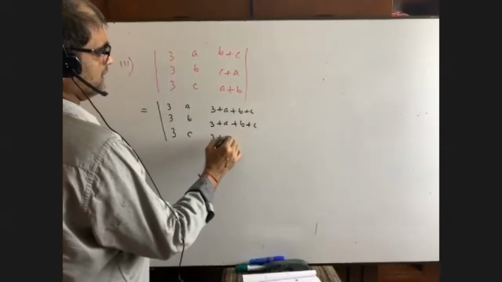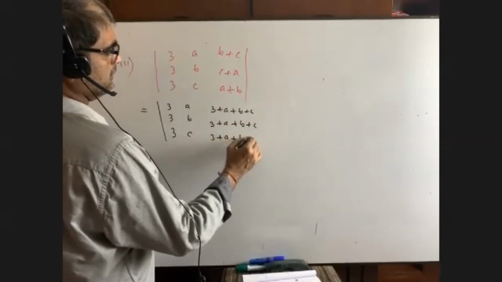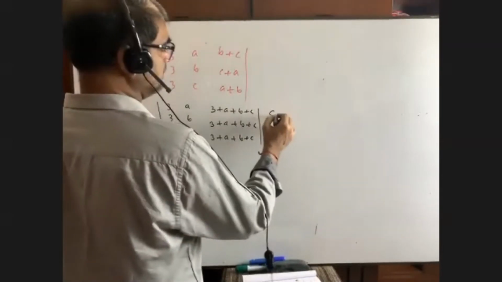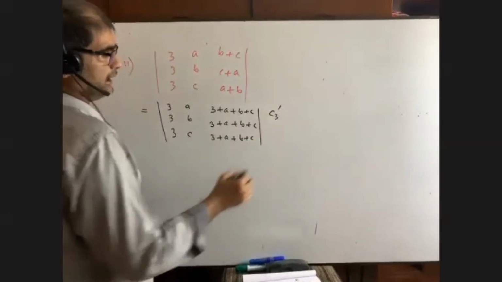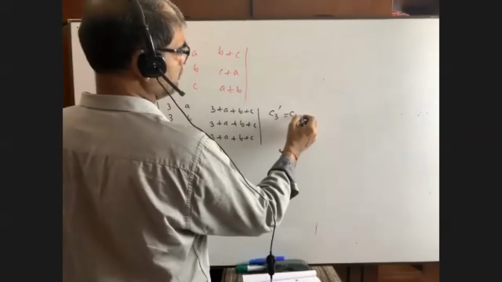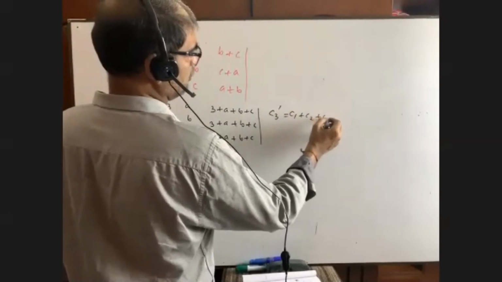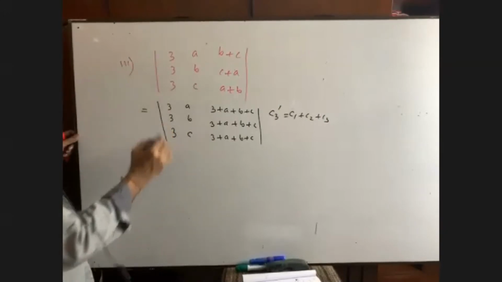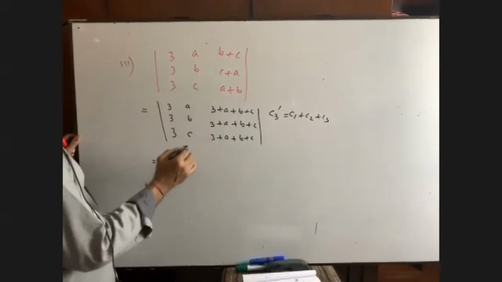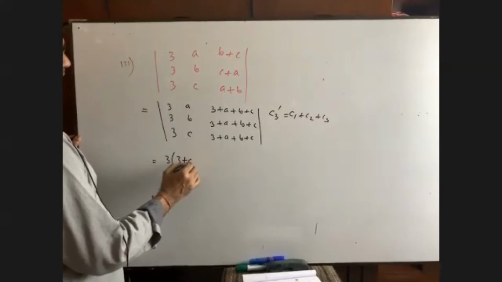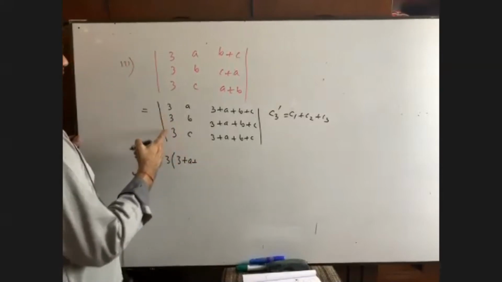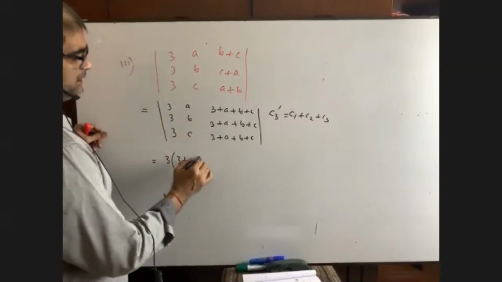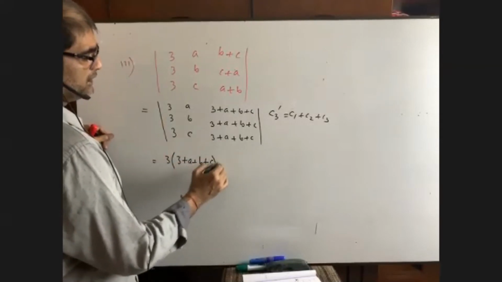Only one has done, right? What operation can be written here? New column 3 has been written as the sum of column 1, column 2, and column 3. Now it is very easy for you to take 3 common from the first column and to take common 3 plus A plus B plus C from the third column.